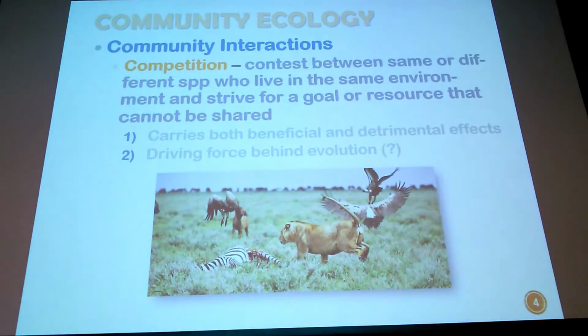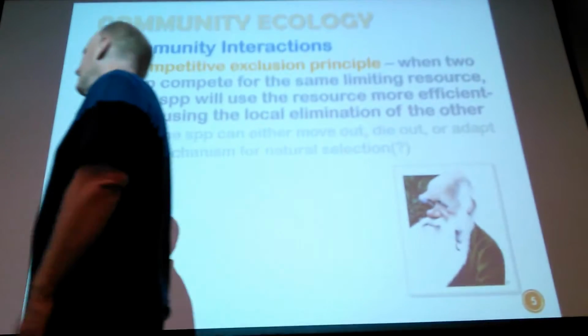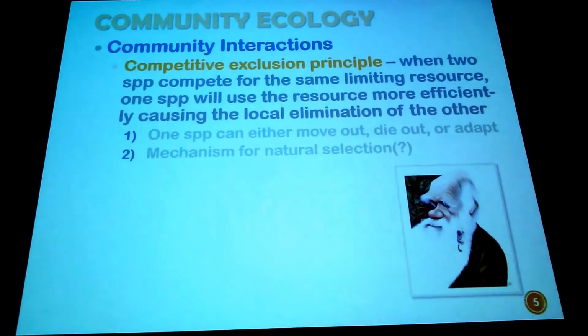So, competition. So Darwin comes up with this competitive exclusion principle. What it says: when two species compete for the same limiting resource, one species will use the resource more efficiently, causing the local elimination of the other.